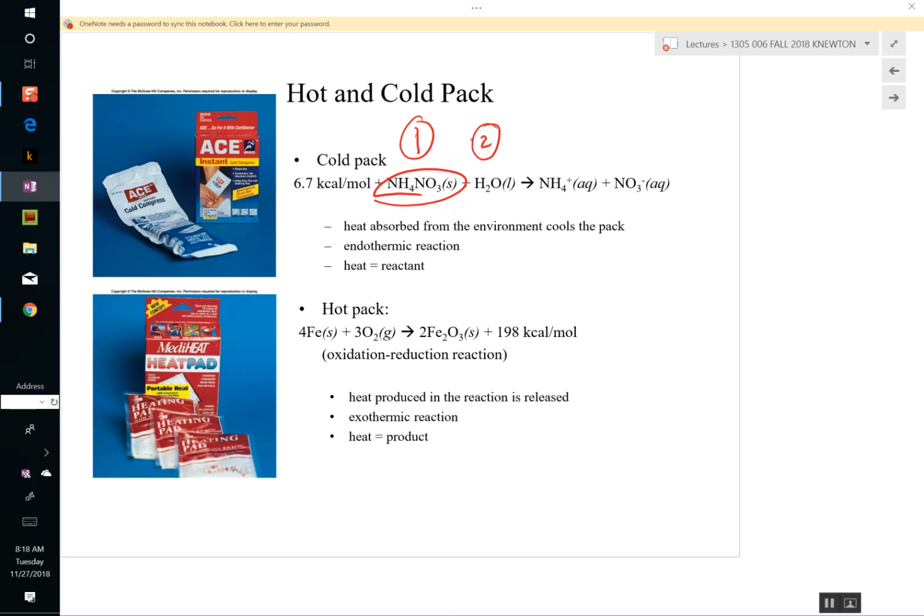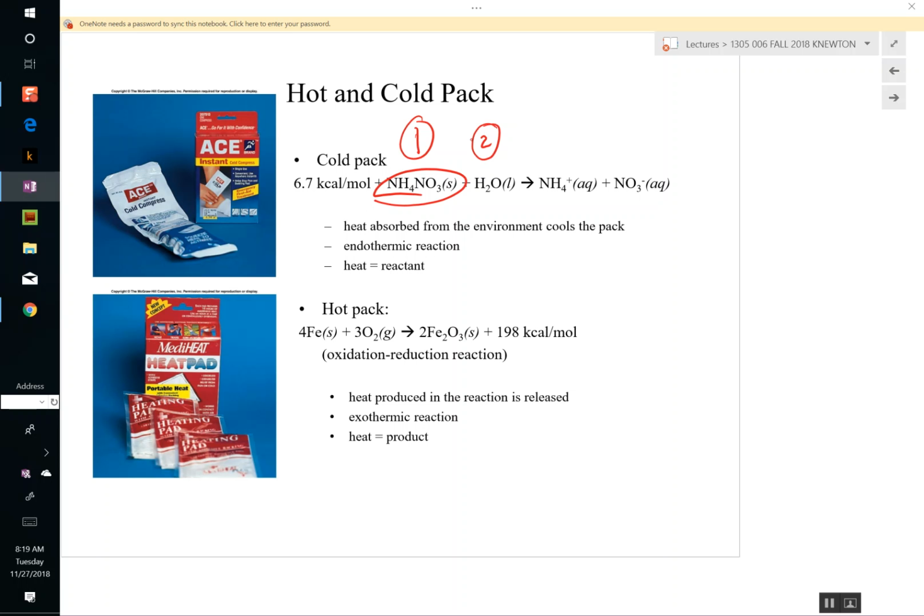So listen fast, okay? You don't have to turn up your volume. You have to turn up your speed. All right? So this is endothermic. It's absorbing that energy and making the temperature go down.